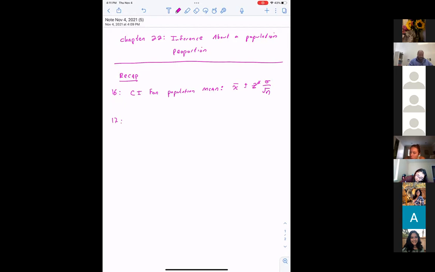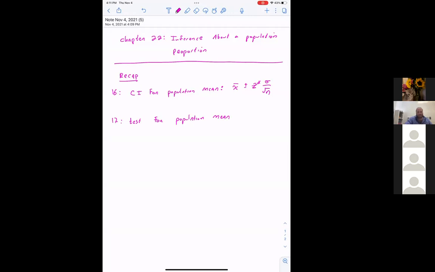Then we went to 17, and 17 was an introduction to hypothesis testing. And we did a test for the population mean. And then after that, we did 18. And 18 was about conditions for inference in practice. It was more about practical warnings about when to use confidence intervals and hypothesis tests and some stuff like that. But there were no additional formulas, right? So there was nothing new formulaically in chapter 18. 19 was just a review chapter, so nothing was there.